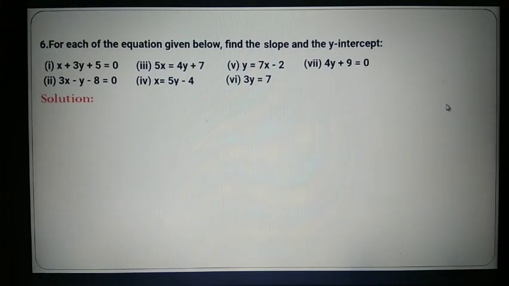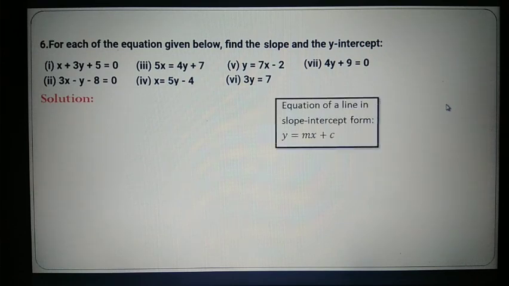Now next are very important questions. The question says you need to find the slope and y-intercept. Slope means m and y-intercept means c. So you need to find slope, that is m, and c, from these given questions. Now I'm going to take only 3 questions from here. The remaining ones you will try by yourself. So let's go for the first one.